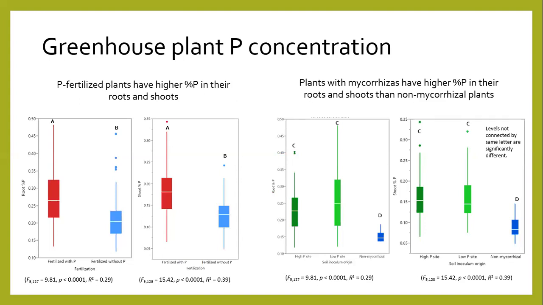Okay, so looking at greenhouse plant P concentration, I found that P fertilized plants have higher phosphorus concentration in their roots and shoots than plants fertilized without phosphorus. And also plants with mycorrhizas have higher phosphorus concentration than non-mycorrhizal plants. And there was no effect of the soil inoculum origin.